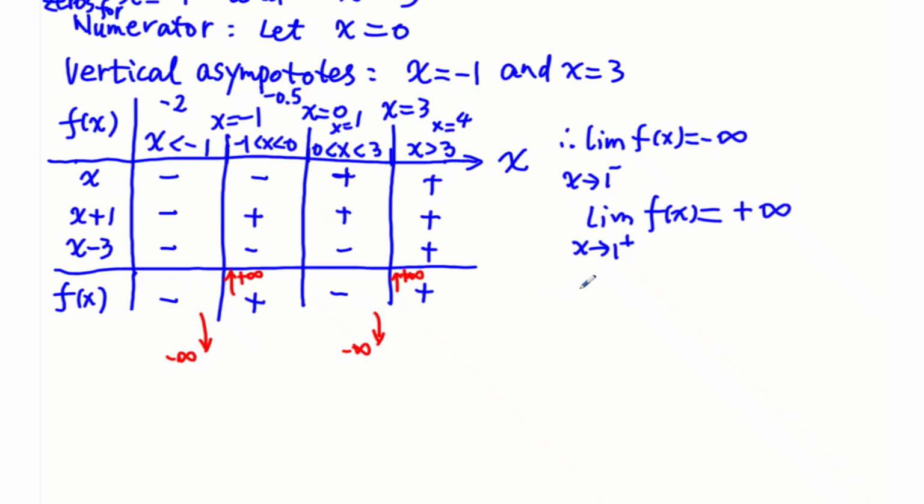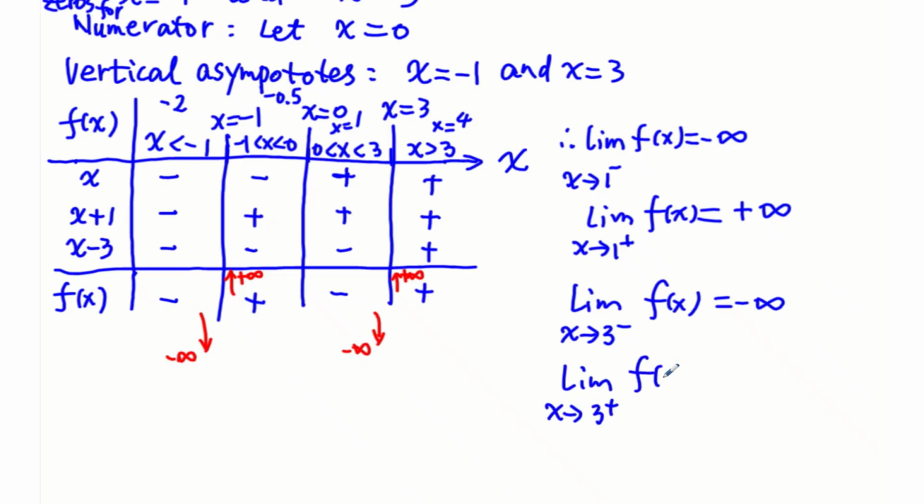And the same thing for the limit when x approaches 3 from the left side: it is negative, so it's negative infinity. And from the right side, f at x is positive, so it approaches positive infinity. And on the graph, it's kind of like this.